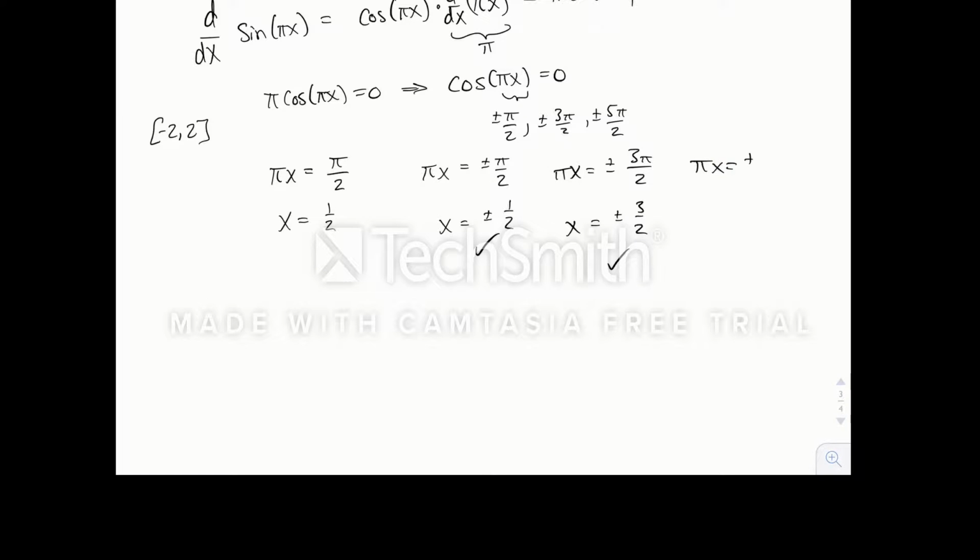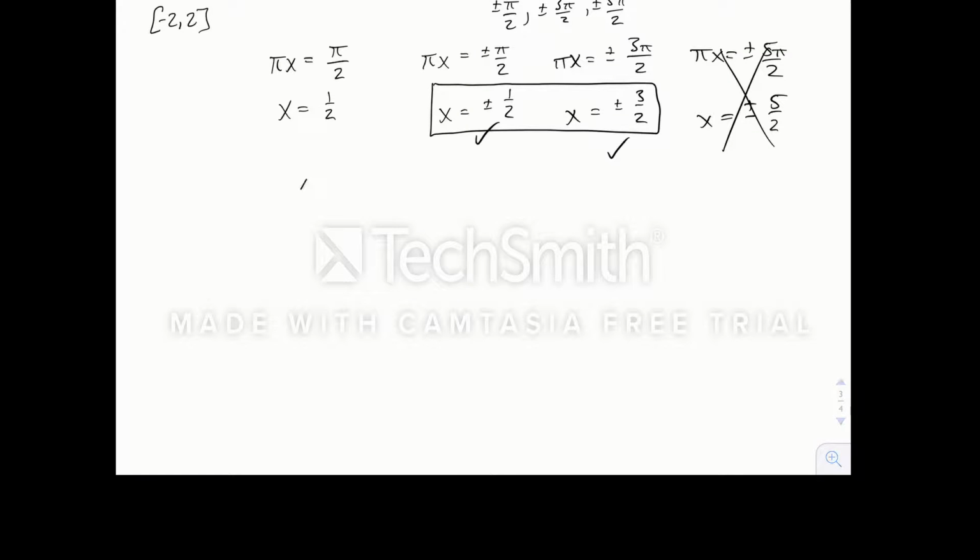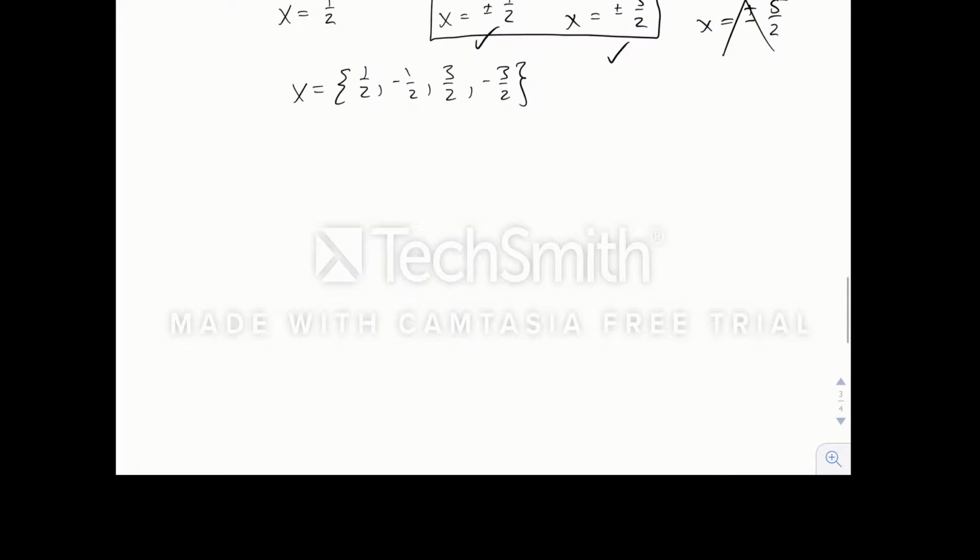We have pi x equals plus or minus 5 pi over 2, which when we divide by pi gives us plus or minus 5/2. Both plus and minus 5/2 are outside of our domain, so we don't have to worry about these. So these are our critical points. We have 4 of them: x equals 1/2, -1/2, 3/2, -3/2. So we need to find out now, are these local max or local min?